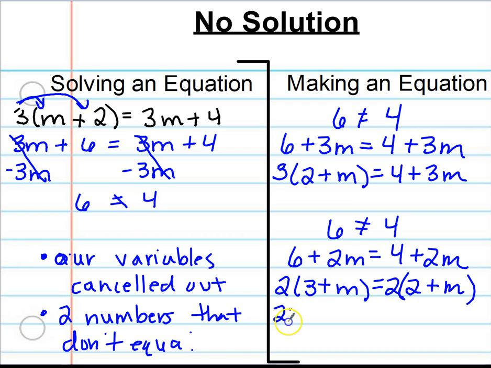You can even get a little crazier and maybe put a minus 2 on this side. This is your opportunity to be really creative. There's no correct answer. There's no correct equation. You can do whatever you want, as long as you make sure that you do it to both sides. You also need to make sure you have multiple steps.